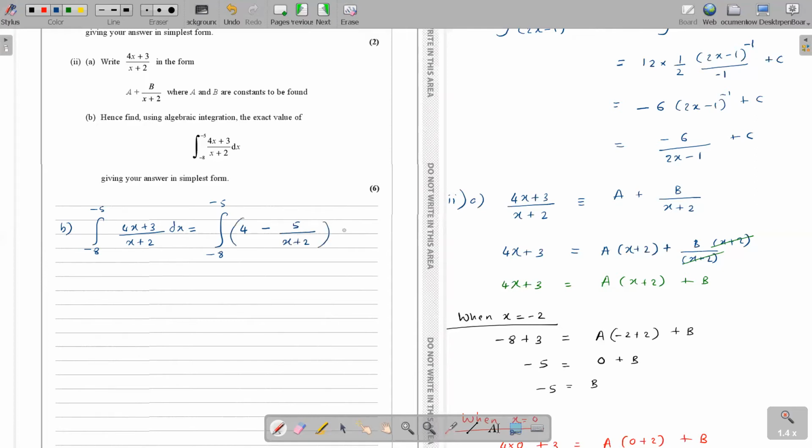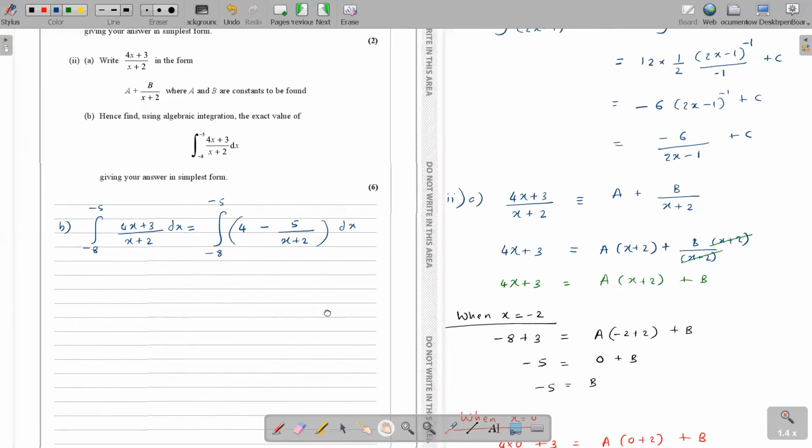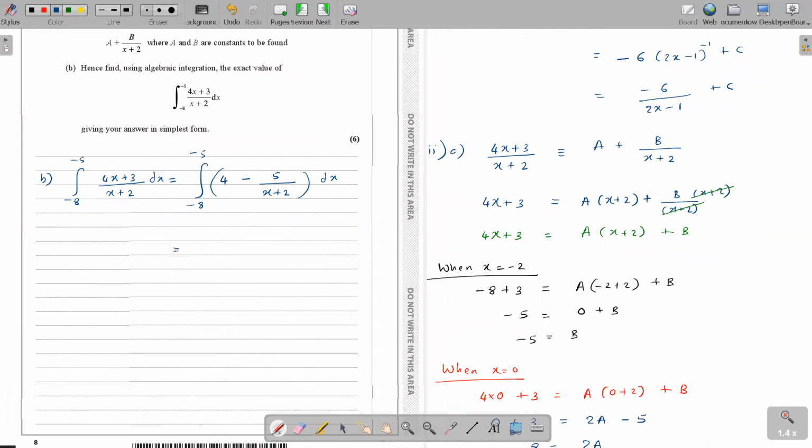So I replace this inside 4x plus 3 over x plus 2 with this guy. Now it's time to integrate. Integrating simply 4 with respect to x gives you 4x. Integrating minus 5 times 1 over x plus 2. So 1 over ax plus b integration. The integration of 1 over ax plus b is 1 over a times ln of ax plus b.